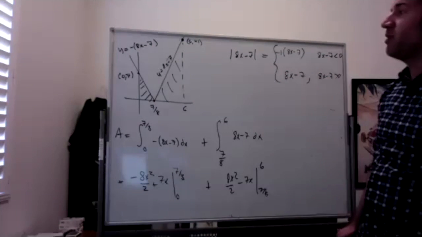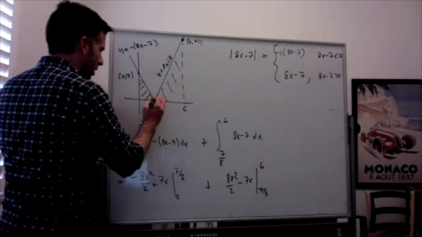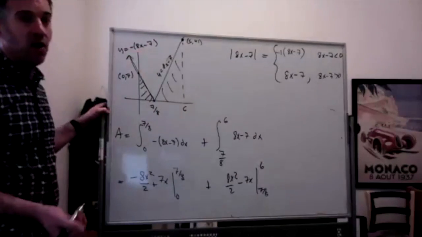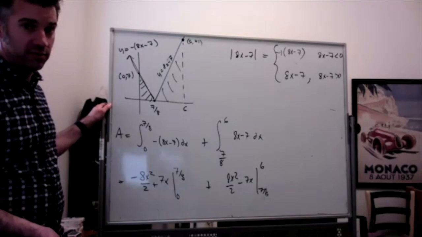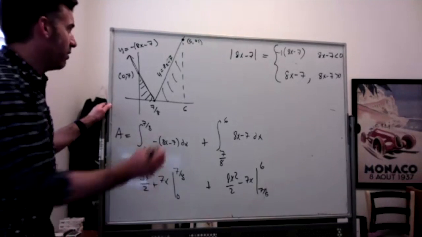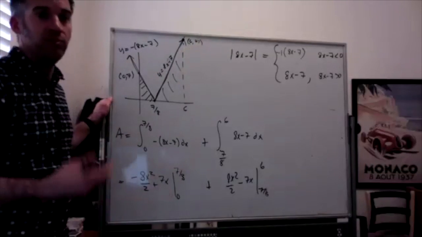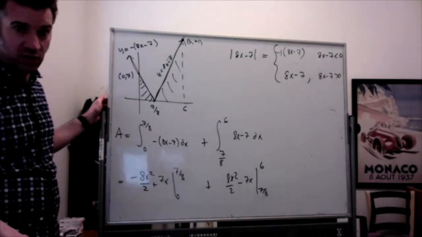Well, no, I'm really saying that this whole portion of the absolute value graph is the line y equal to negative 8x minus 7. And this whole line is the line y equal to 8x minus 7. And that's always how piecewise functions work.